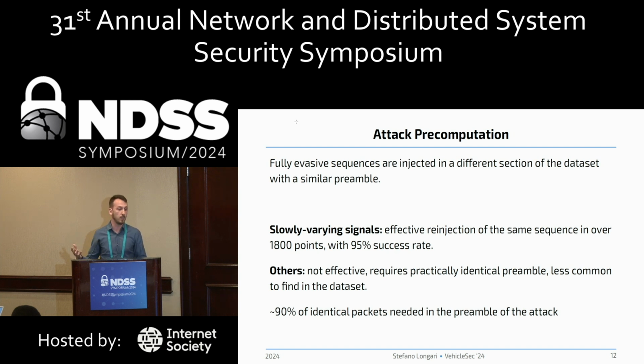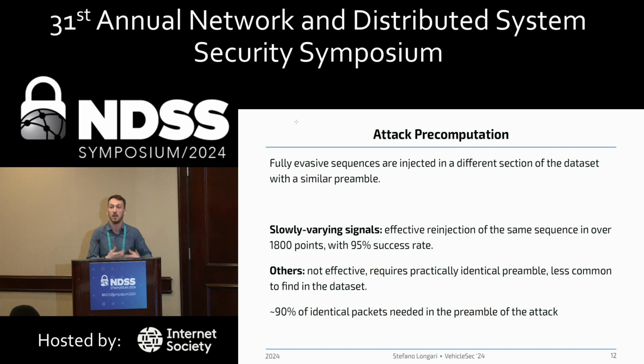So the first point to highlight is that to have an effective precomputation and transfer, we need to have around 90% of the packets in the preamble identical to the ones that we had in the right moment, in the evasive moment. Now, depending on the type of ID, we have two options. For slowly varying signals, this is really common.